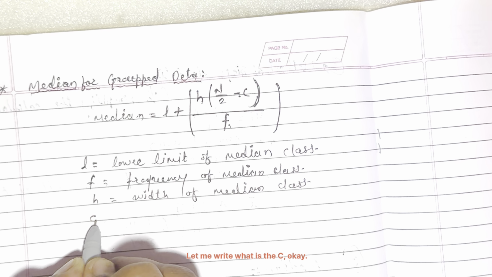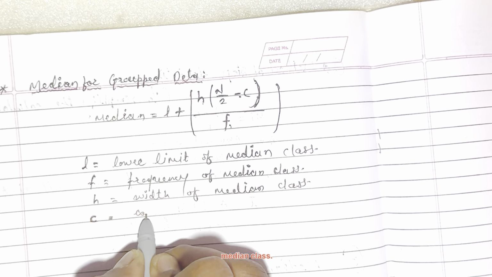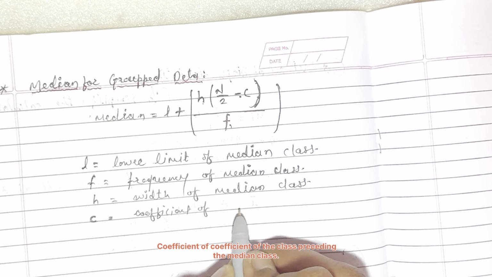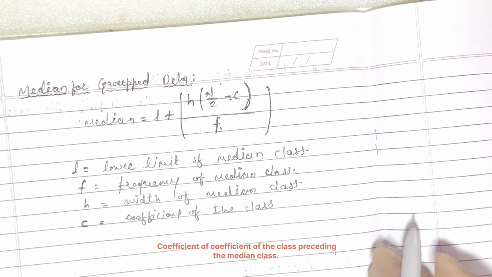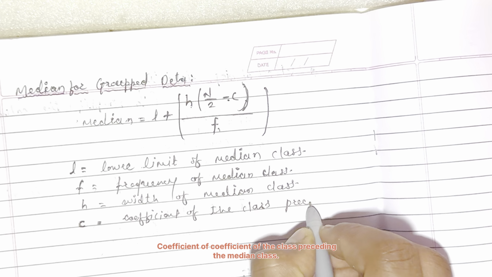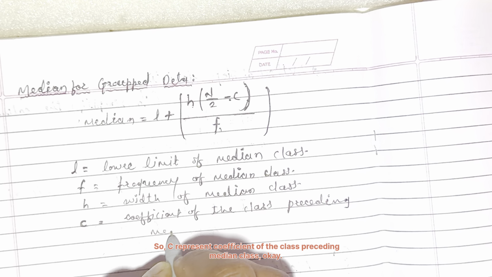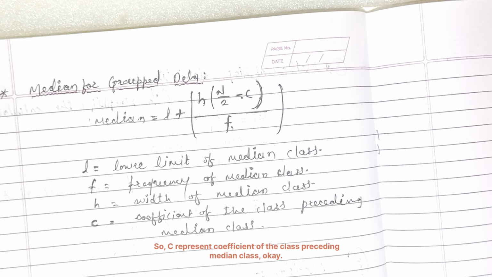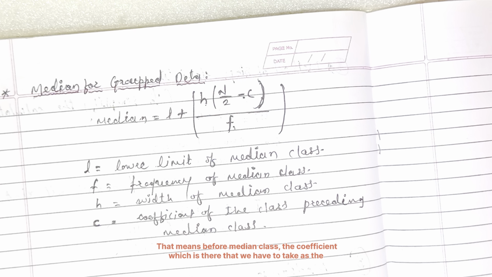It is unknown for us. Let me write what is the C. Okay, I will explain to you what C represents. C represents coefficient of the class preceding median class. Coefficient of the class preceding the median class. Okay, C represents coefficient of the class preceding median class. That means before median class, the coefficient which is there, that we have to take as the C.